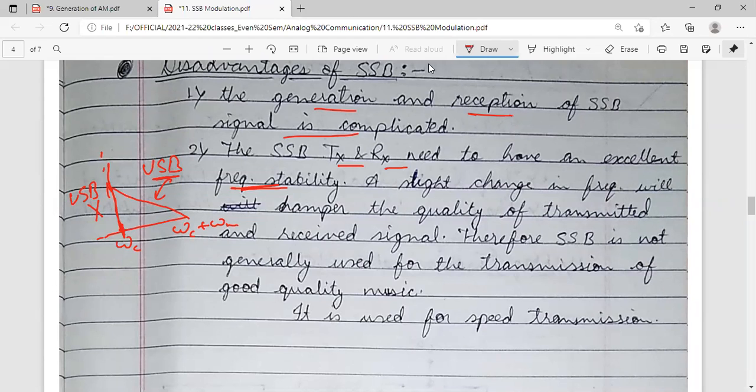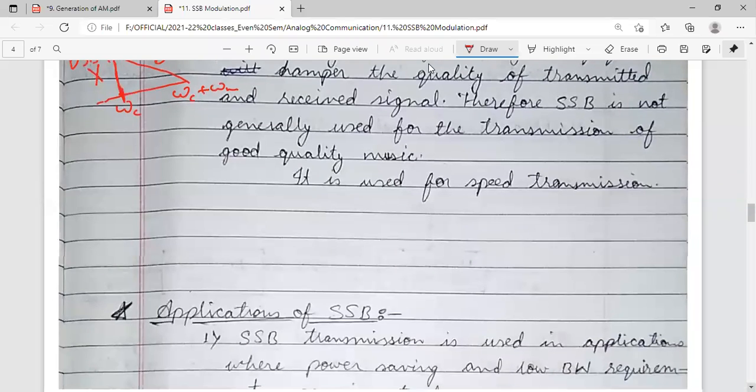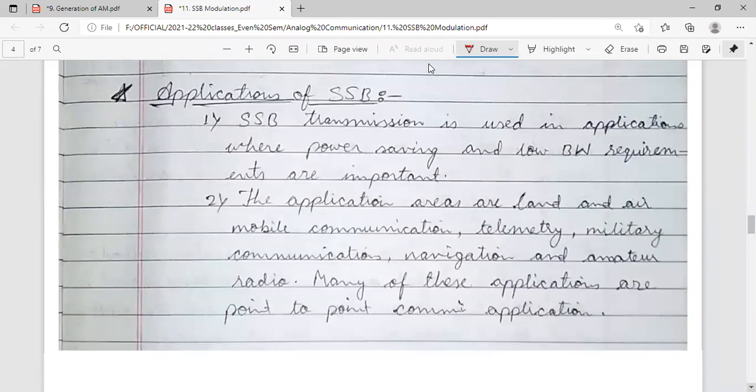A slight change in frequency will hamper the quality of transmitted and received signal. Therefore, SSB is not generally used for transmission of good quality music. So this is used for the speedy transmission, where the transmission at a very large speed is required. So what are the applications now?